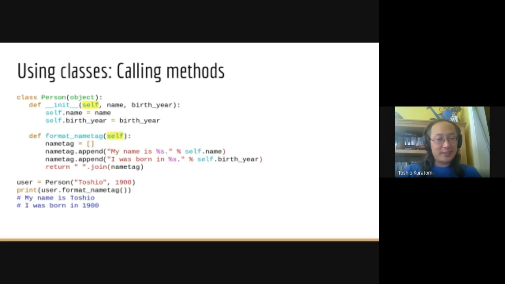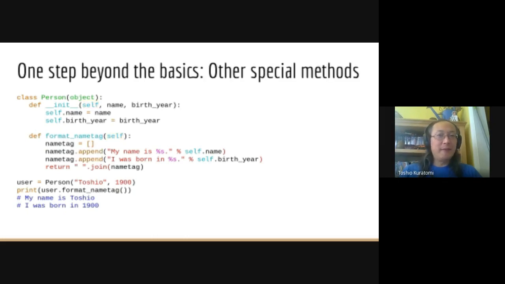You're going to know what to look out for and how to look for the documentation for those more advanced features. And then the second thing we're doing here is calling the format_name_tag method. And like I said before, there's nothing in those parentheses because Python itself is binding self to the user, the instance, the class that you're calling it on. So pretty simple. Let's start going beyond the basics. So __init__ is a special method. We've talked about that. Let's talk about a few other special methods.